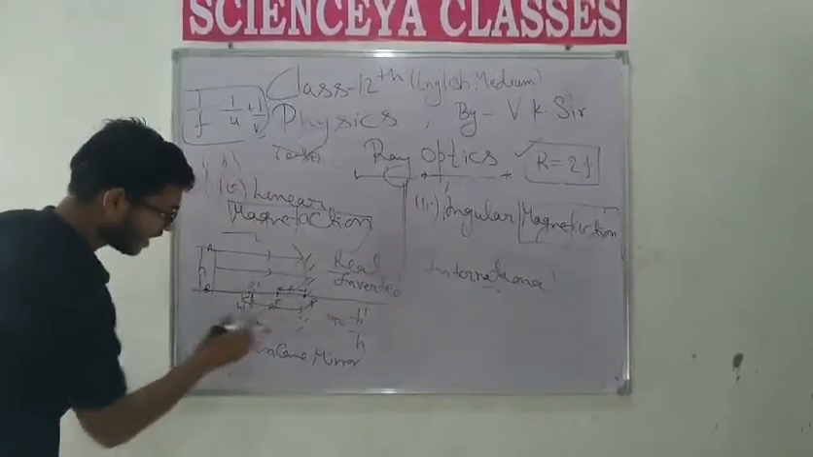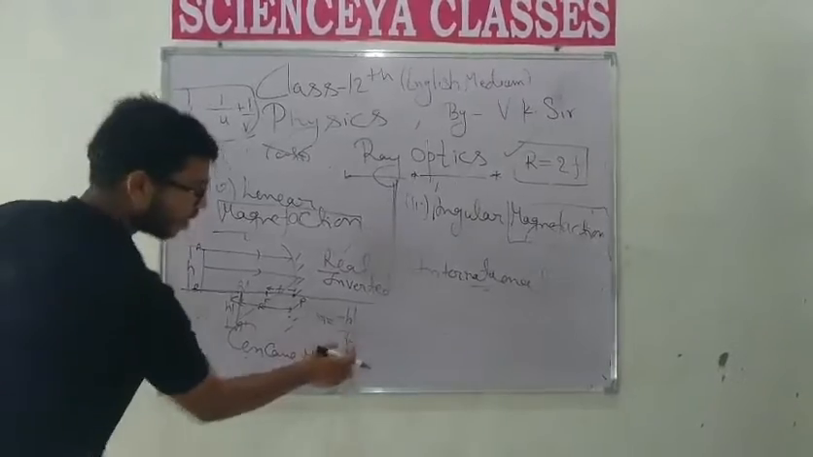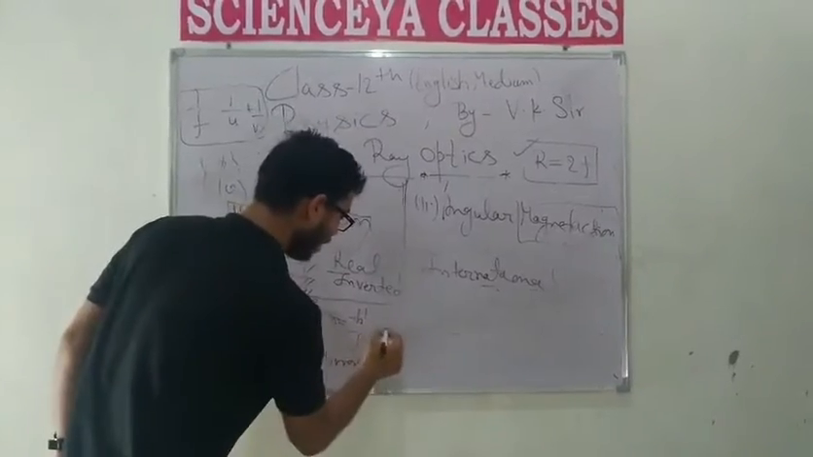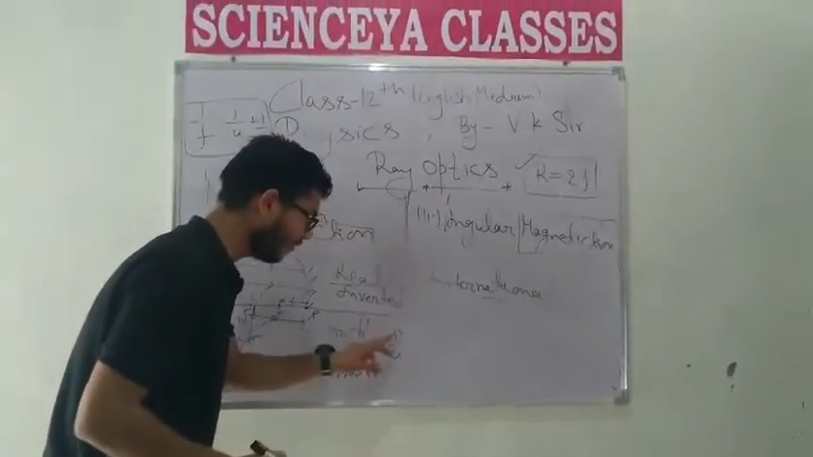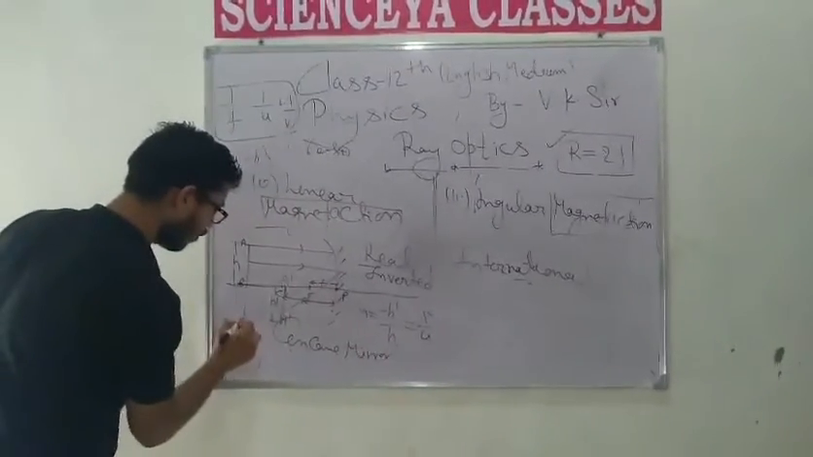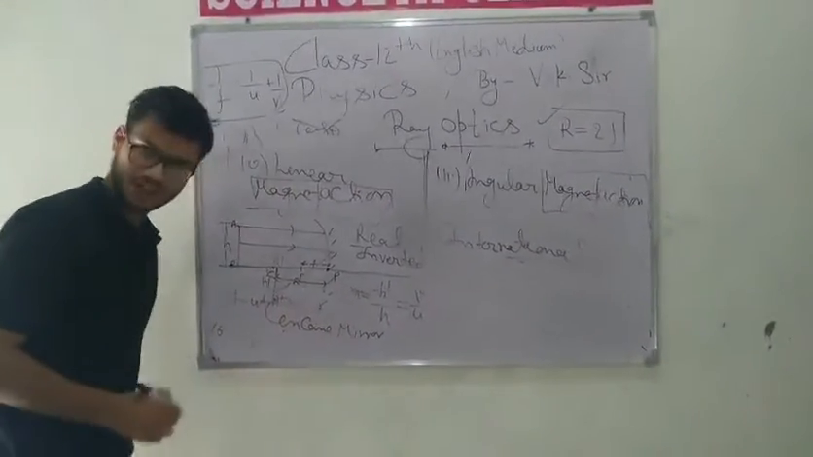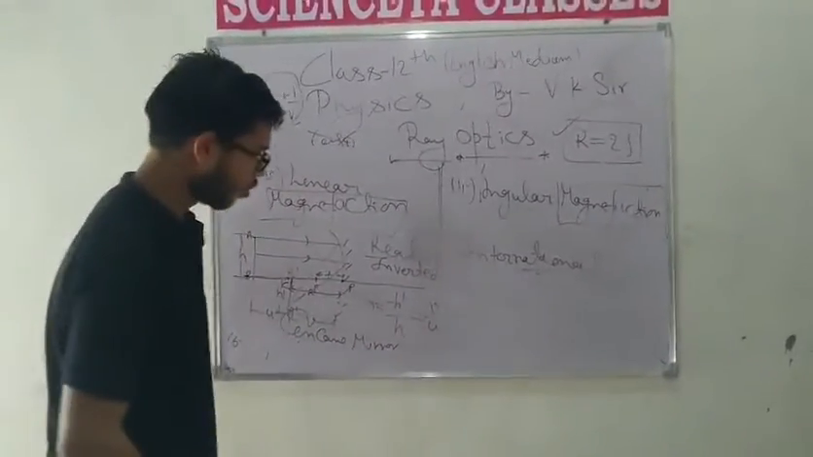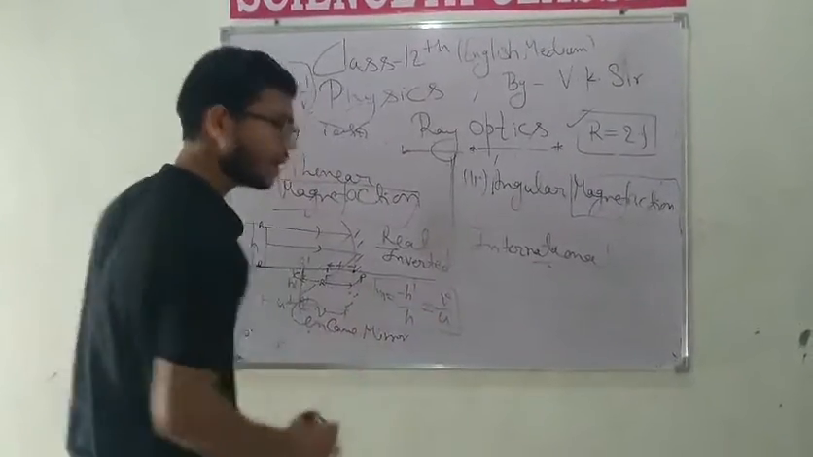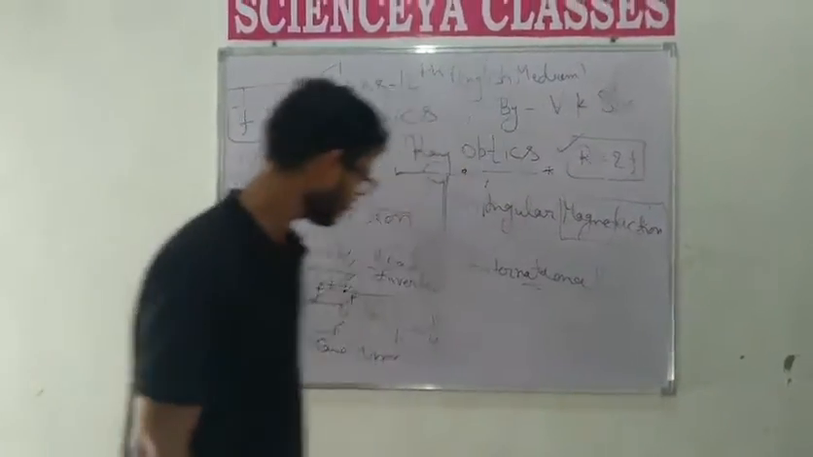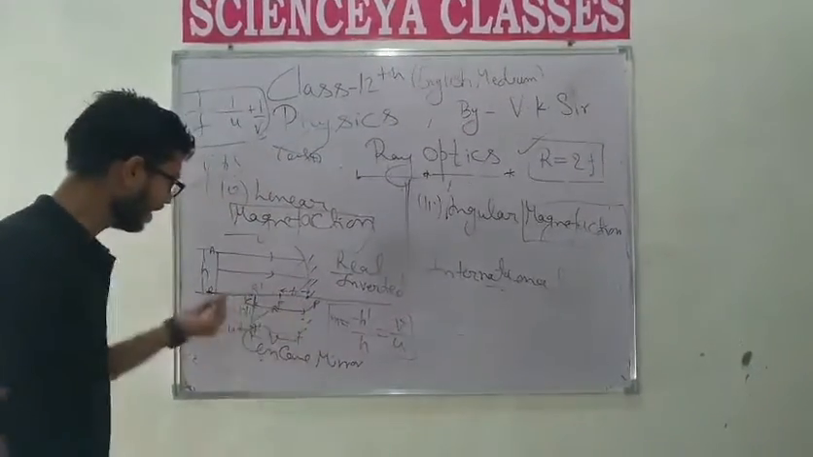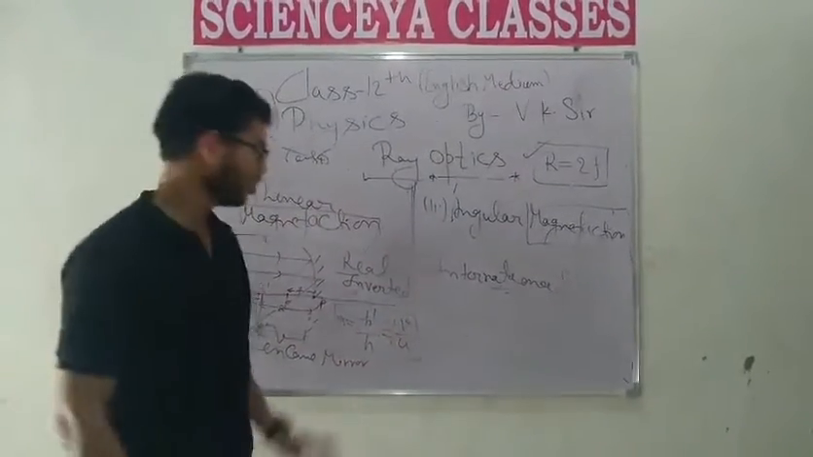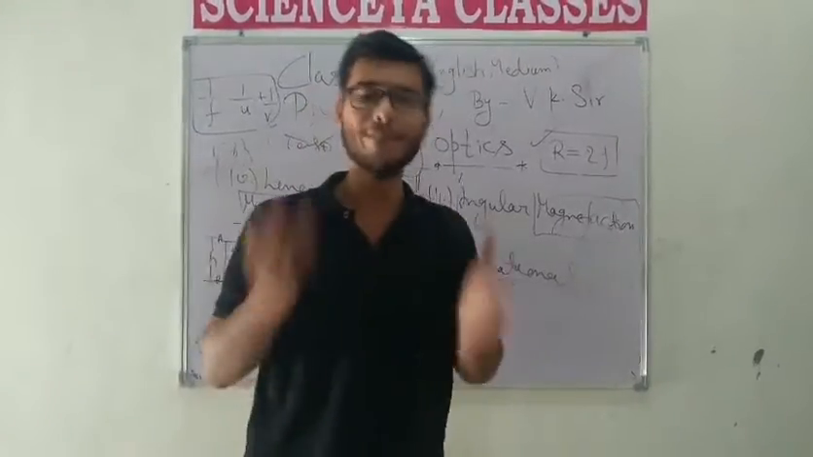So student, the ratio of the height of the image and the height of the object is called the linear magnification. And student, also it is v by u. What are v and u here? u is the distance of the object from the aperture or pole, and v is the distance of the image from the pole or aperture. Okay student, so this is the definition of linear magnification. And here both u and v are measured in negative, so these both cancel out each other. So student, this is simply the linear magnification.